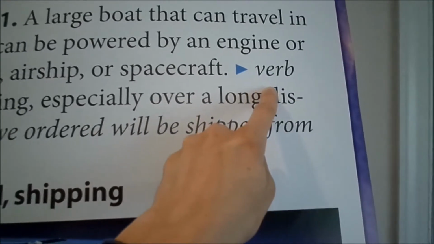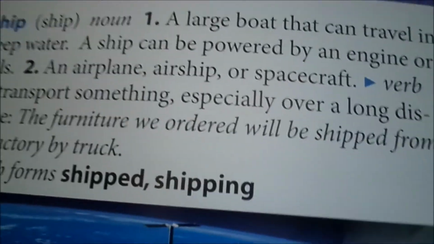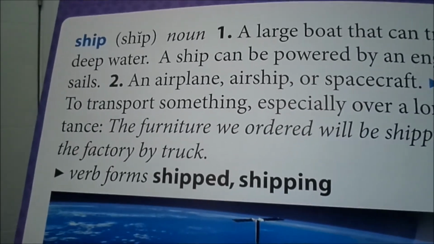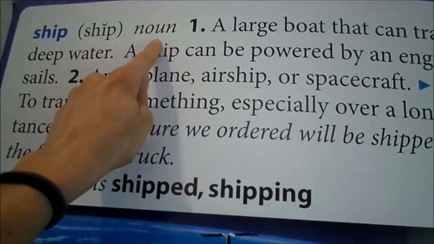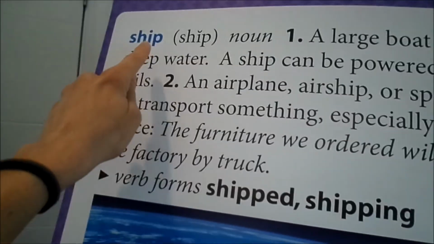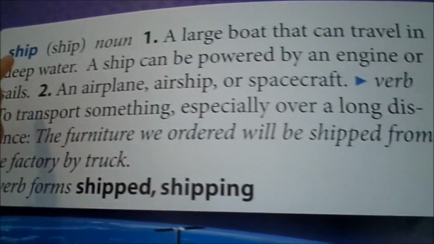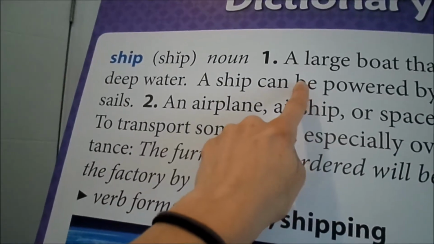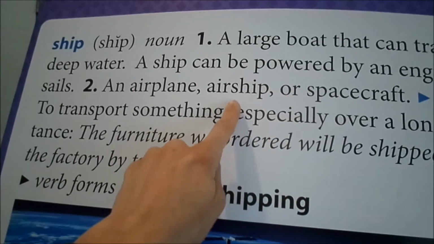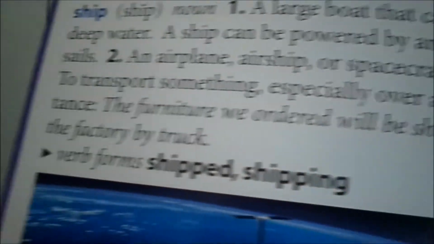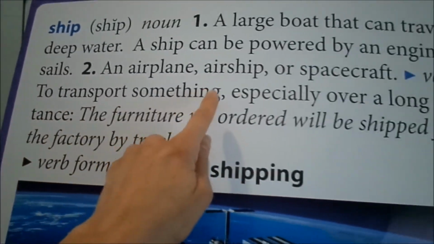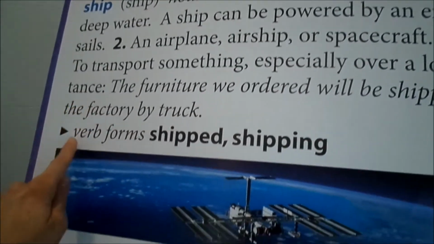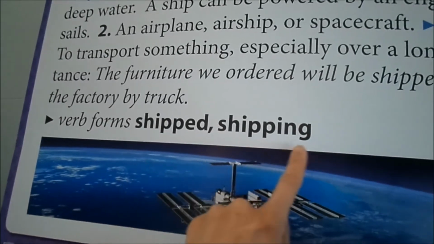Also, take a look. You will sometimes see what part of speech a word is. So if a word is a noun, it'll tell you that it's a noun. But can you use the word ship as a verb too? Can you ship something? Absolutely. So a ship as a noun is a large boat or a spaceship. But to ship something is to transport something especially over a long distance. Verb forms shipped or shipping.